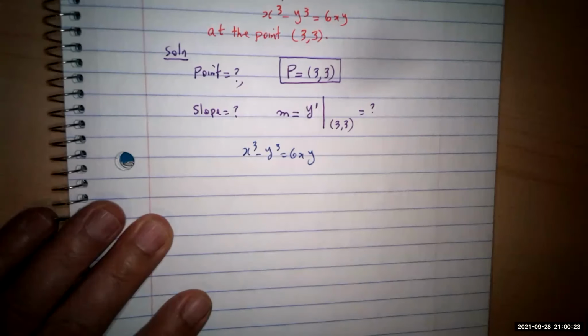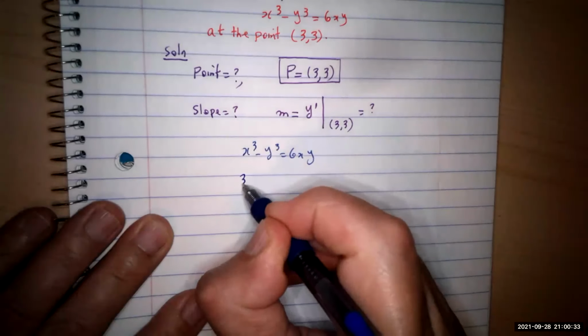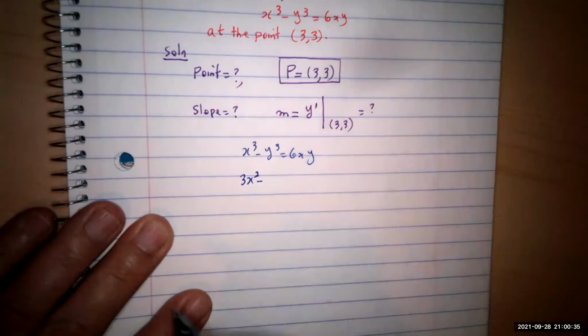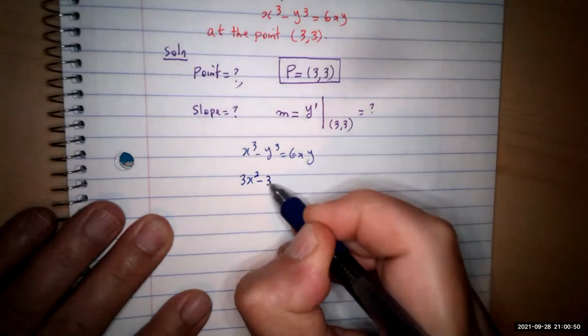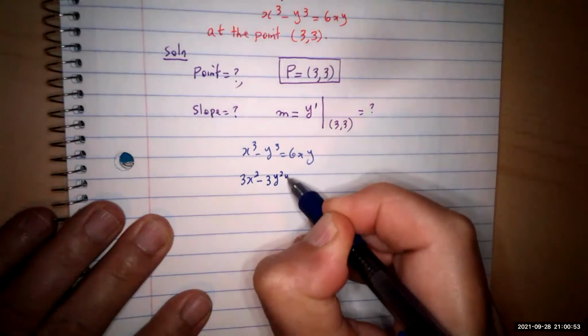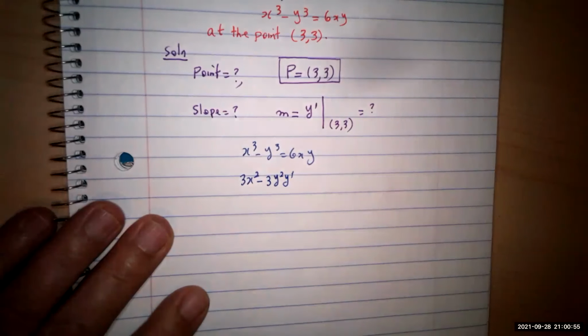You have to differentiate both sides, okay? So the first one is easy. What's the derivative of x cubed? 3x squared with that. Minus, no. Derivative of y cubed. 3y squared y prime. You see, you apply the power rule, but you multiply by y prime.